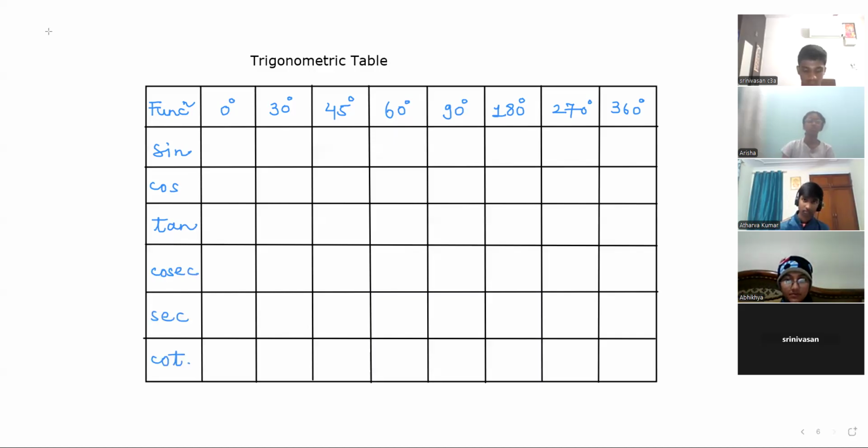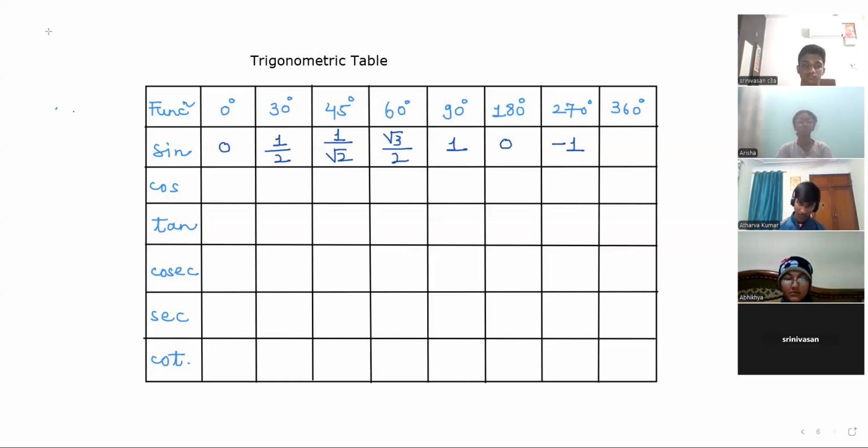Just see patiently for the first two rows and then you can copy it. For the first two rows, please be patient and check. So sine, because that is what you need to memorize. Sine 0 is 0. Sine 30 is 1 over 2. We have already found it in the previous slide. Sine 45 is 1 over root 2. Sine 60 is root 3 by 2. Sine 90 is 1. Sine 180 is 0. Sine 270 is minus 1. Sine 360 is 0. Okay.